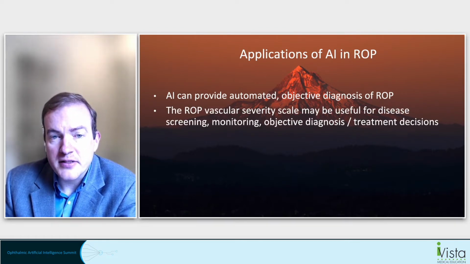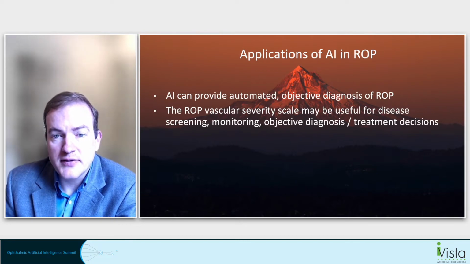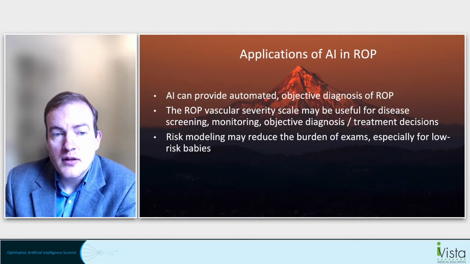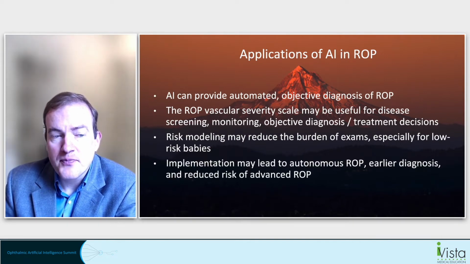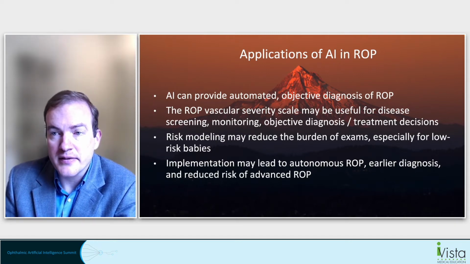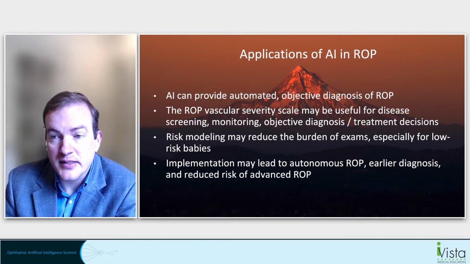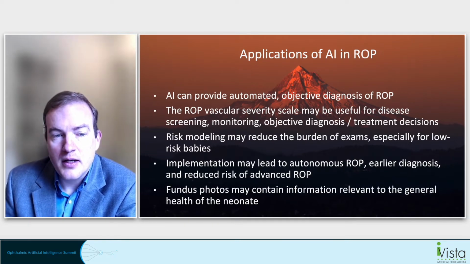The ROP vascular severity score may be useful for disease screening, monitoring, objective diagnosis, and treatment. Risk modeling may reduce the burden of exams, especially for low-risk babies. Implementation may lead to autonomous ROP, earlier diagnosis, and reduced risk of advanced ROP. My long-term goal is to put pediatric retinal surgeons out of the business of fixing ROP detachments because they really should be preventable. And finally, fundus photos may contain information relevant to the general health of the neonate.